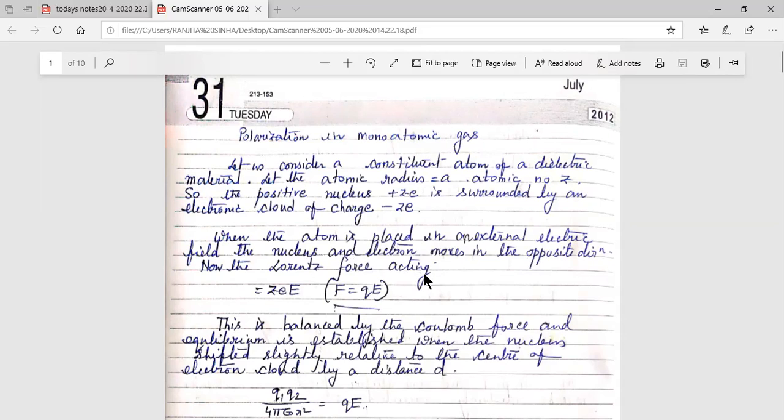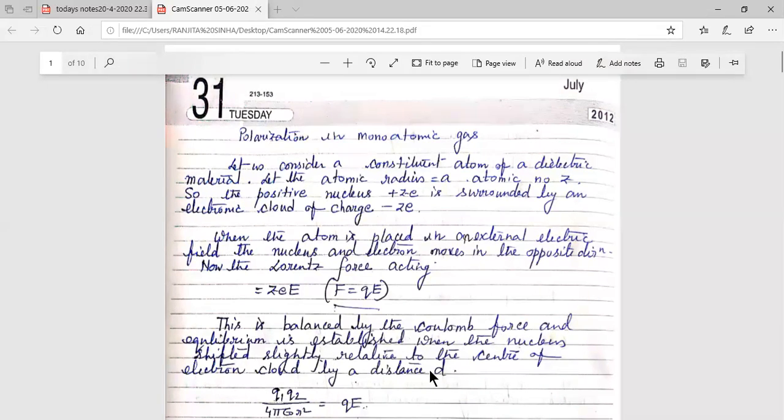Now, the Lorentz force acting. What is the Lorentz force? That is Q into E. So F equals Q into E, and what is the charge Q here? It is Ze, so F equals Ze into E. This is the Lorentz force acting. Now this is balanced by the Coulomb force, and the equilibrium is established when the nucleus is shifted slightly relative to the center of the electron cloud by a distance d.